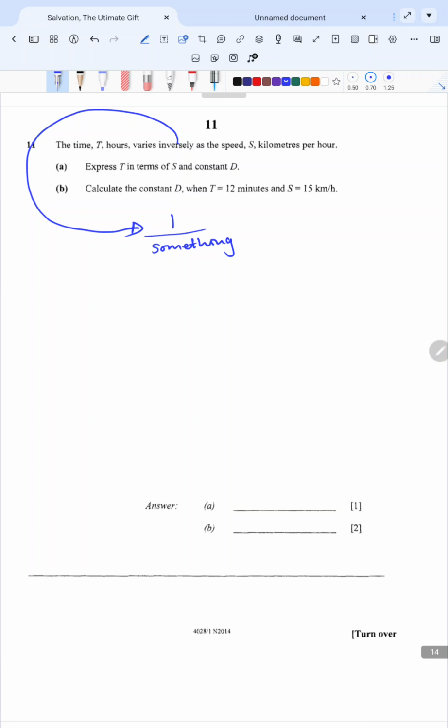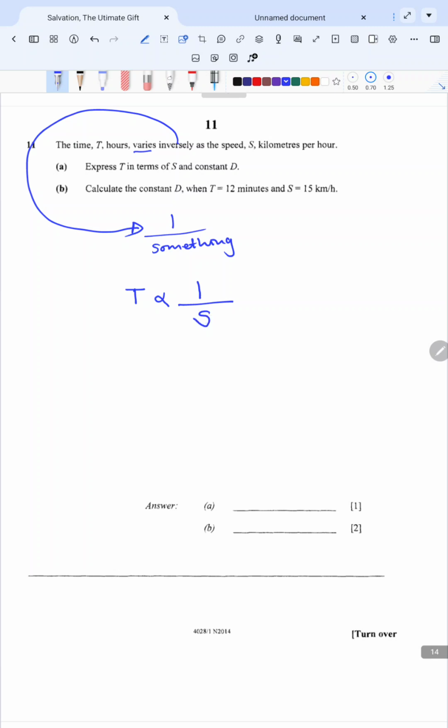So let me start by writing this t. Then varies, it means you are going to put the variation sign here. Inversely means 1 over something, so you put 1 on top, then divide by the something which is in front, and the something is given as s, the speed in kilometers per hour. So I'm going to divide by s. I hope you are following, class.